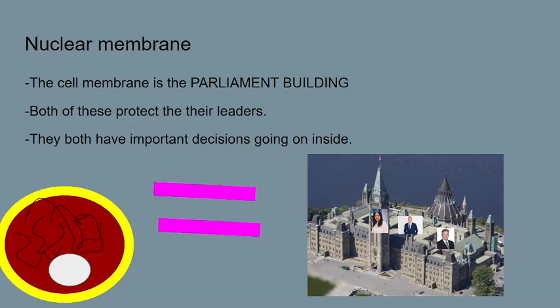Nuclear membrane. The nuclear membrane is the parliament building. Both of these protect their leaders, and they both have important decisions going on inside. And notice how last time the yellow is used to represent the nuclear membrane, and the Parliament building is used to represent the nuclear membrane, which is a very good comparison if I do say so myself.